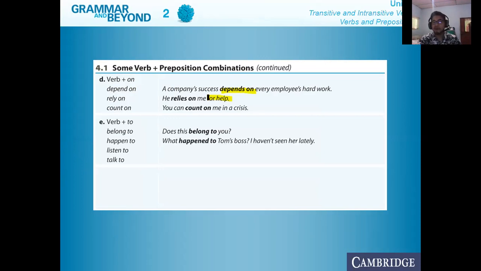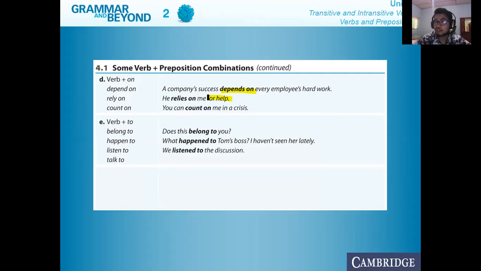What happened to Tom's boss? I haven't seen her lately. We had a sentence, what happened Tom's boss? It's like if you're talking to him and you're telling, what's up, boss? How's everything going? How's everything doing? You're not asking what happened to him, but you're asking him something.